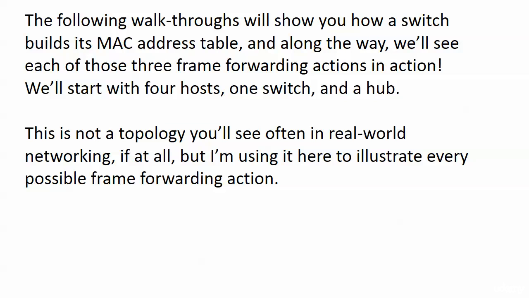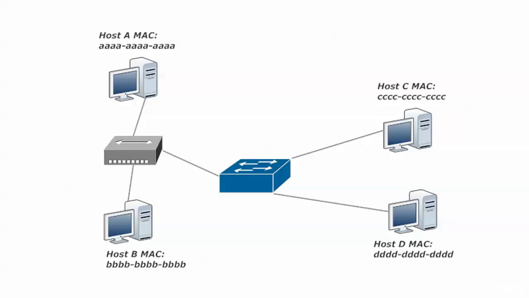And we're going to start with an unusual topology. It's going to have 4 hosts, 1 switch, and a hub. Now, this is a topology that you will not see very often in real-world networking, if you ever see it, but I'm using it here for a very specific purpose, and that is to illustrate every possible frame forwarding action to you. And with no further ado, here's what we have.